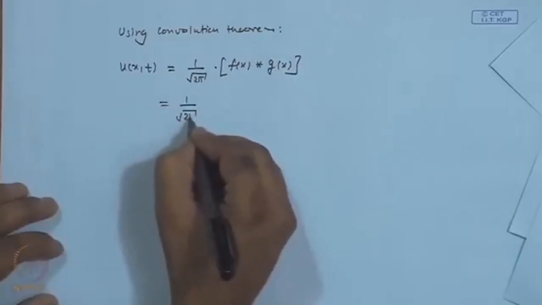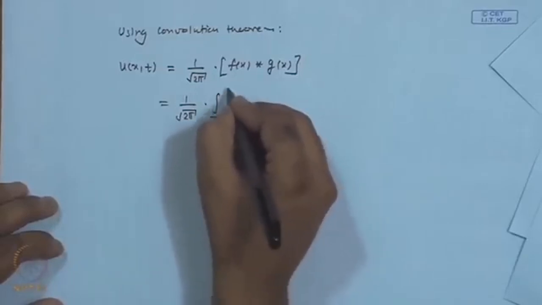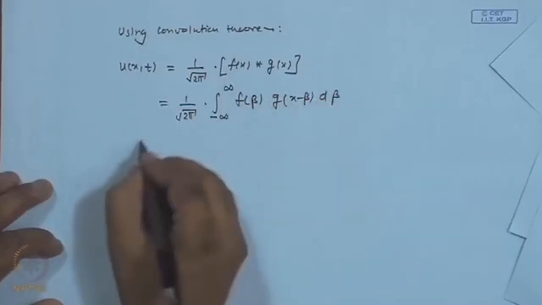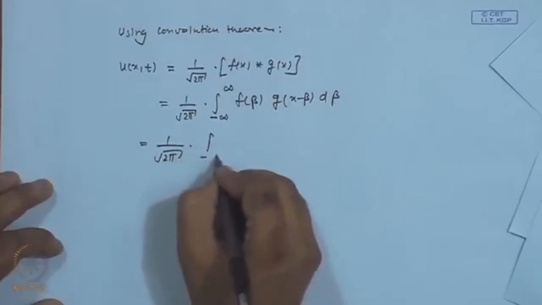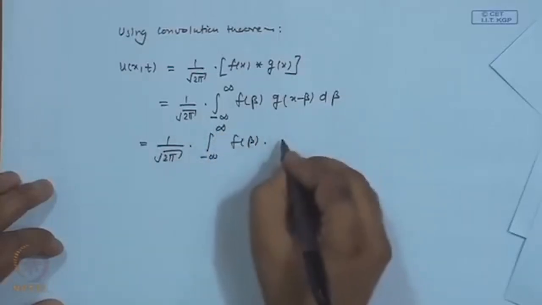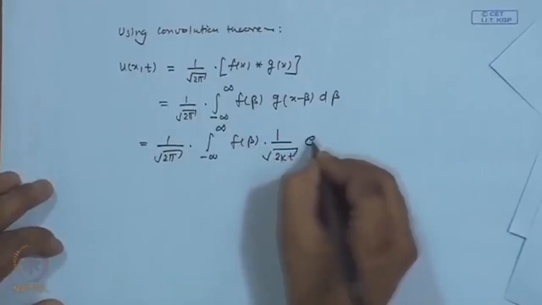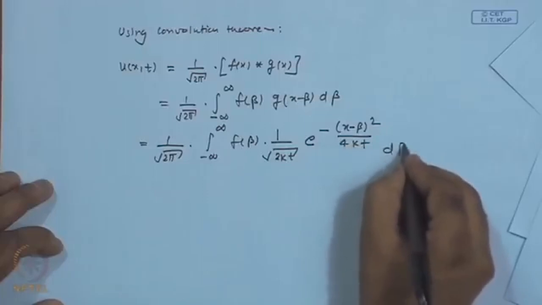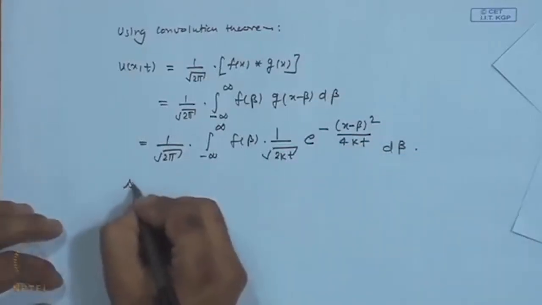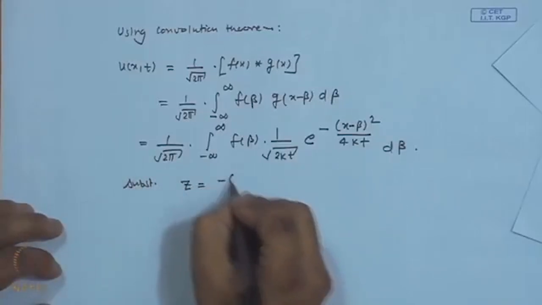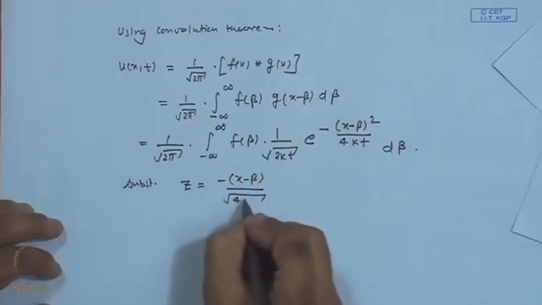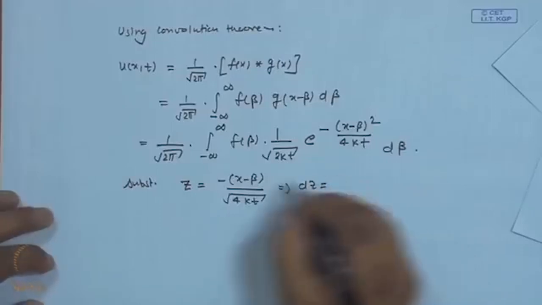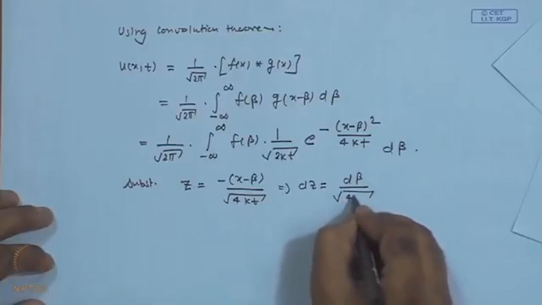So this is 1 over square root 2 pi, and we have this convolution, integral from minus infinity to plus infinity of f(beta) g(x minus beta) d beta. So 1 over square root 2 pi, and integral from minus infinity to plus infinity, we have f(beta), and g is given as 1 over square root 2 k t, e to the minus (x minus beta) square over 4 k t, d beta. Again, a little simplification we can make, if we take z equal to minus (x minus beta) over square root 4 k t, so that we have this square again. So d z will be d beta over square root 4 k t.